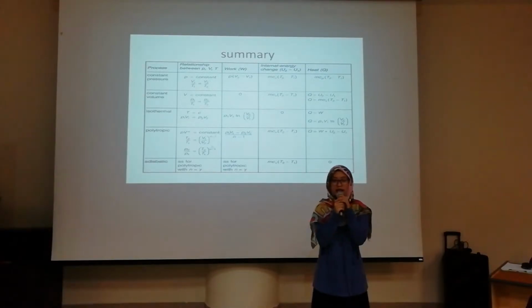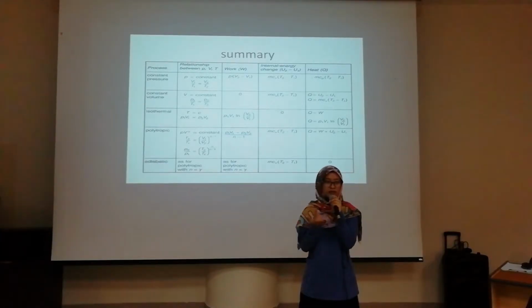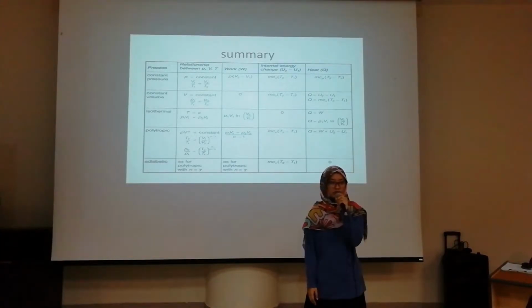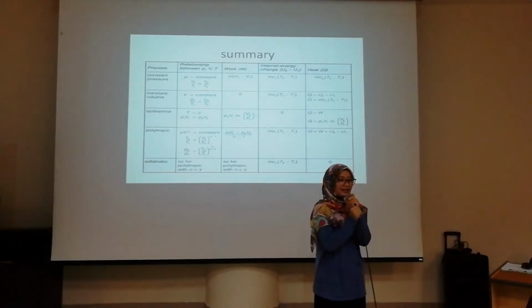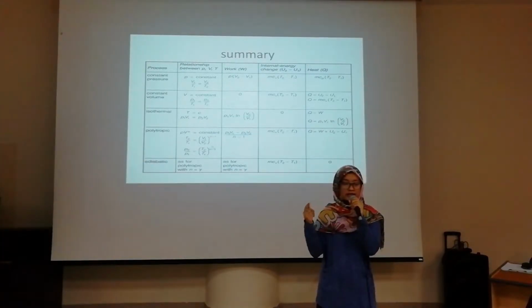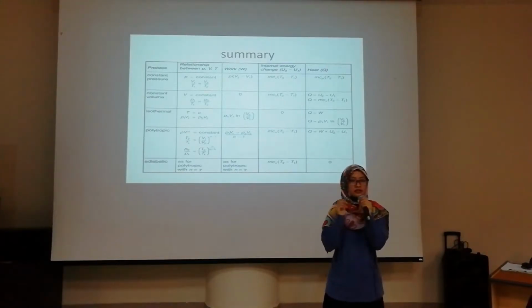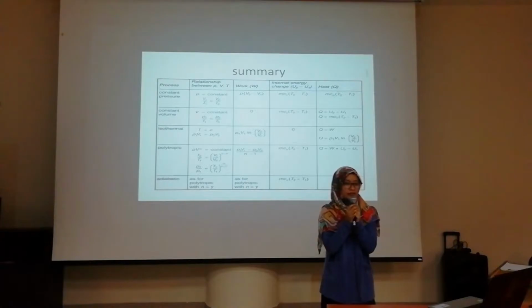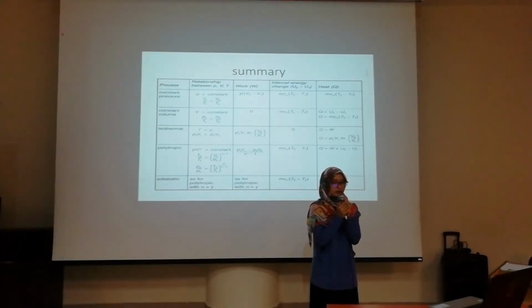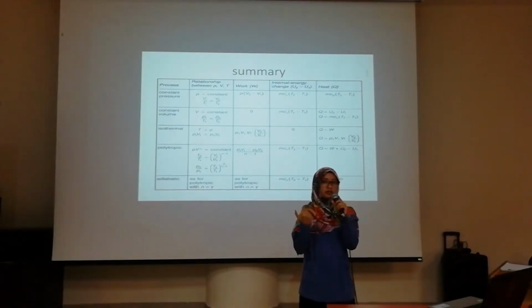As a summary, what we have learned in chapter 2 is about the constant pressure, constant volume, isothermal, and also the polytropic processes. Let's summarize this topic, the relationship between P, V, and T. The processes inside this chapter are constant pressure, constant volume, isothermal, and polytropic.